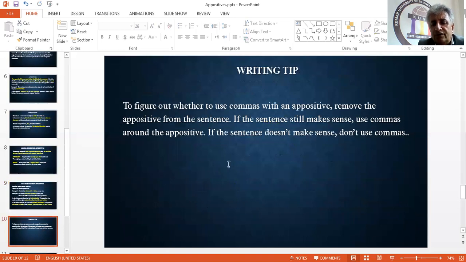To figure out whether to use commas with an appositive, remove the appositive from the sentence. If the sentence still makes sense, use commas around the appositive. If the sentence doesn't make sense, don't use commas.